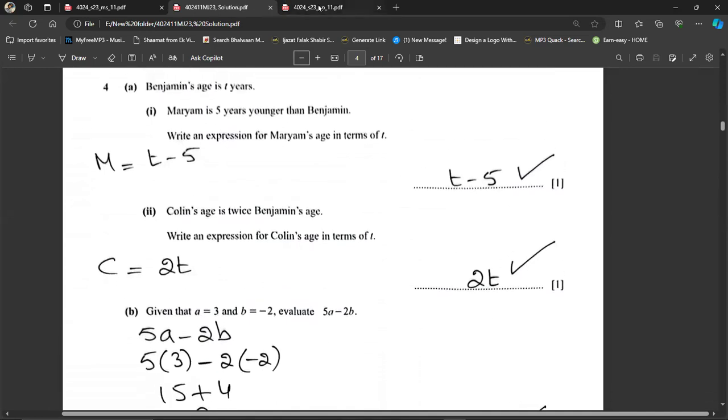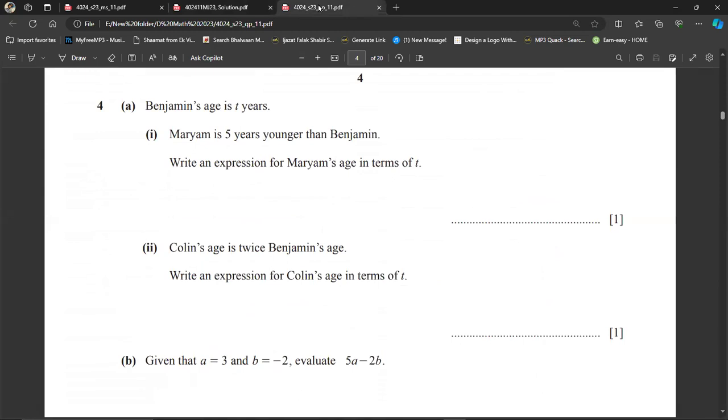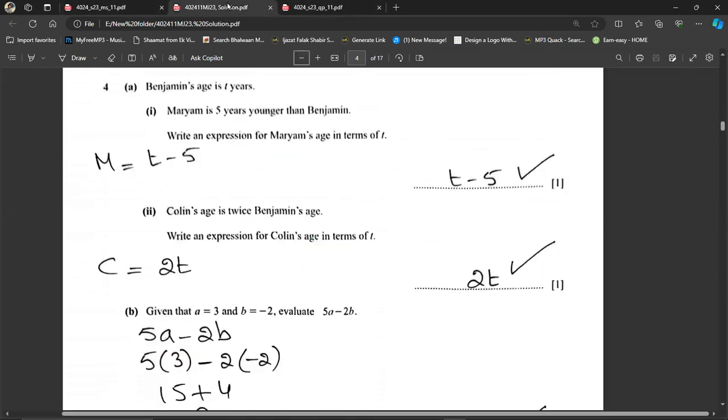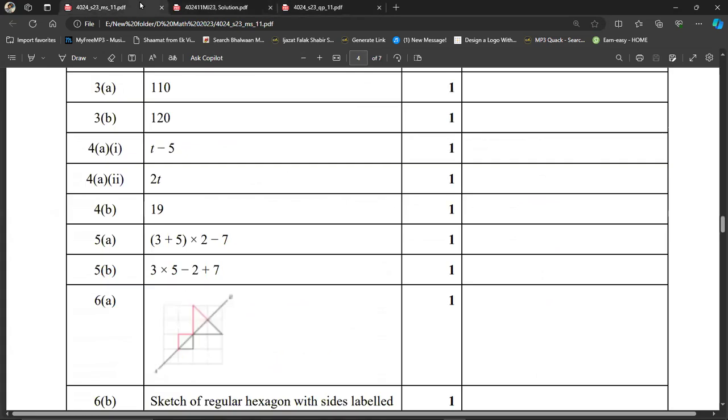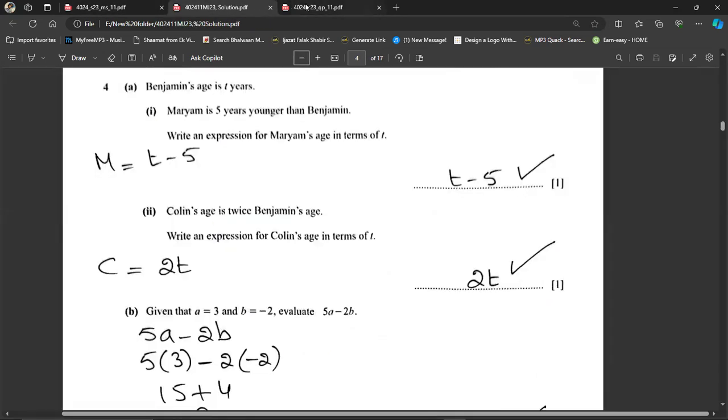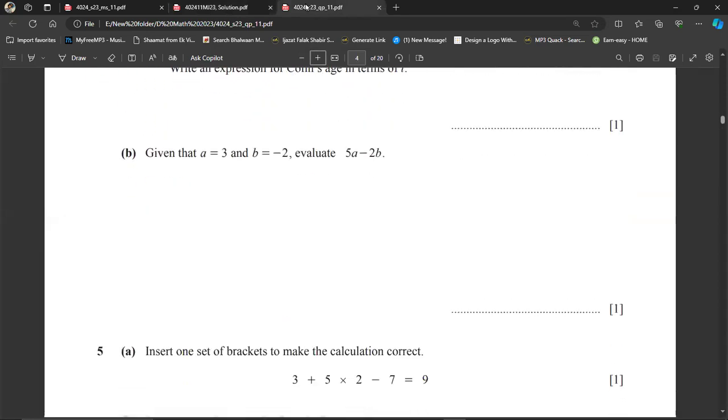Yeah, that's right. Then it says, Colin's age is twice Benjamin's age. Write an expression for Colin's age in terms of T. So that will be 2T. Very simple. So this is the A part. Let's check the answer. So our answers are right. Very simple, straightforward parts. Then we have the B part.